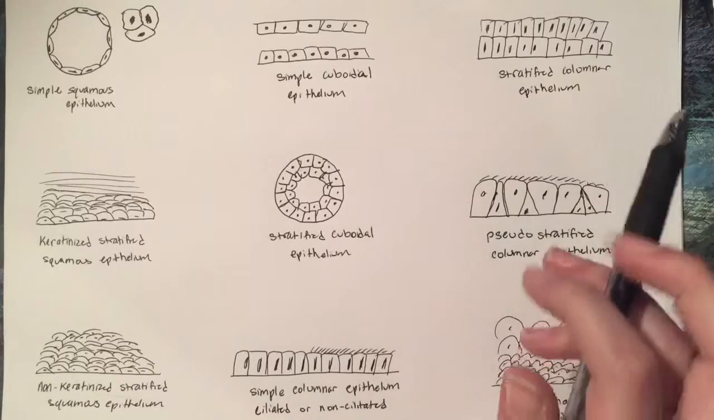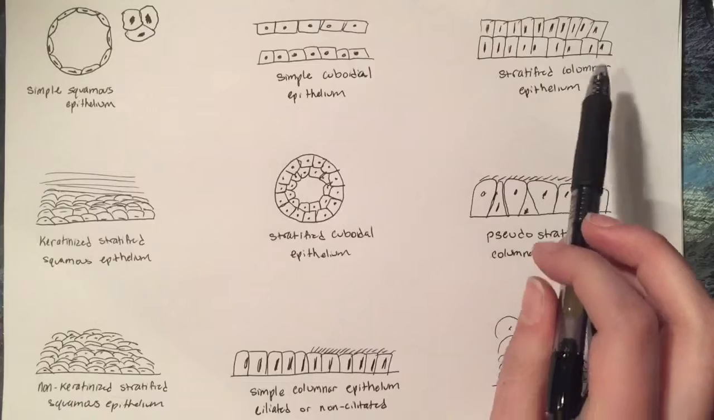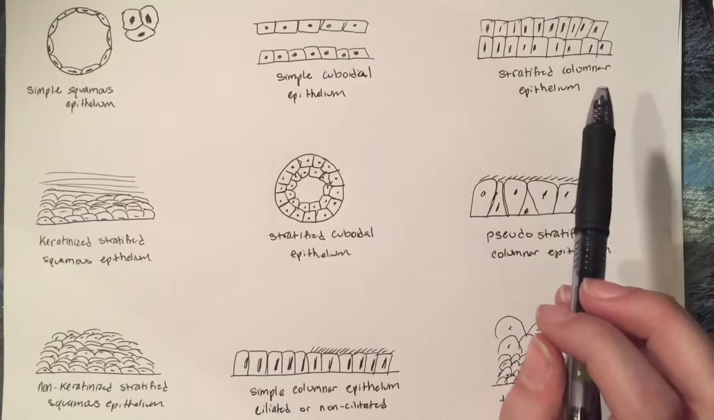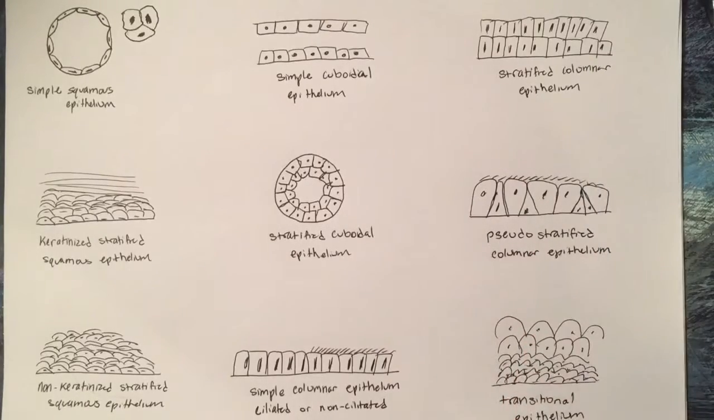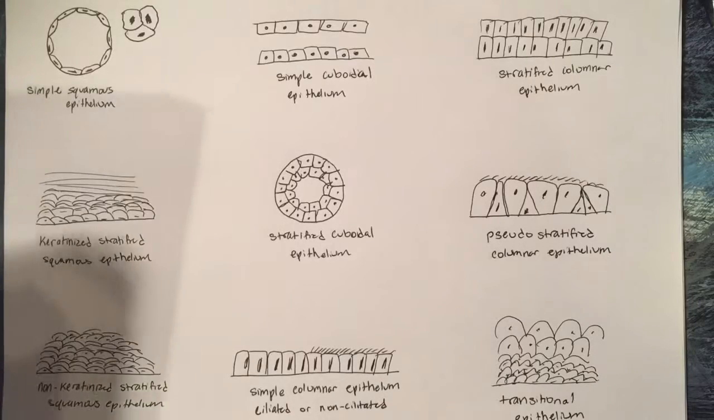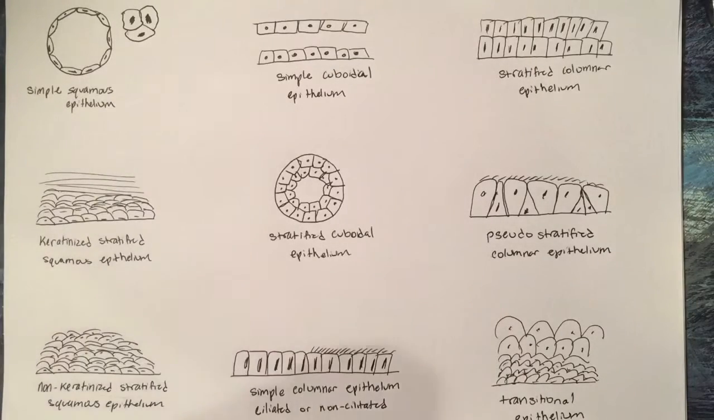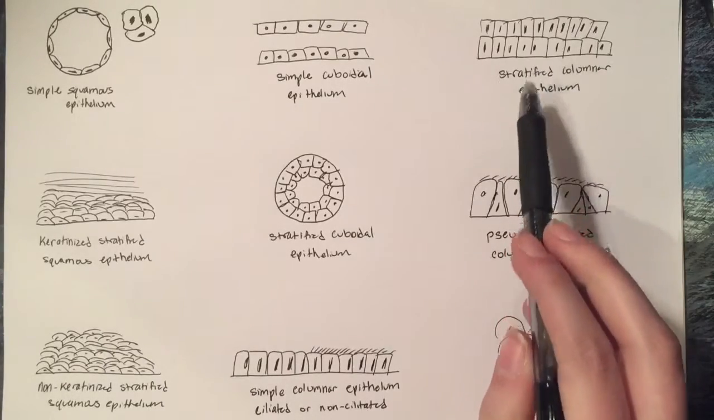Where they're found. Stratified columnar epithelium is rare, like cuboidal. It's found in some parts of the male urethra and, once again, large glands. It's columnar, so it has kind of elongated nuclei.